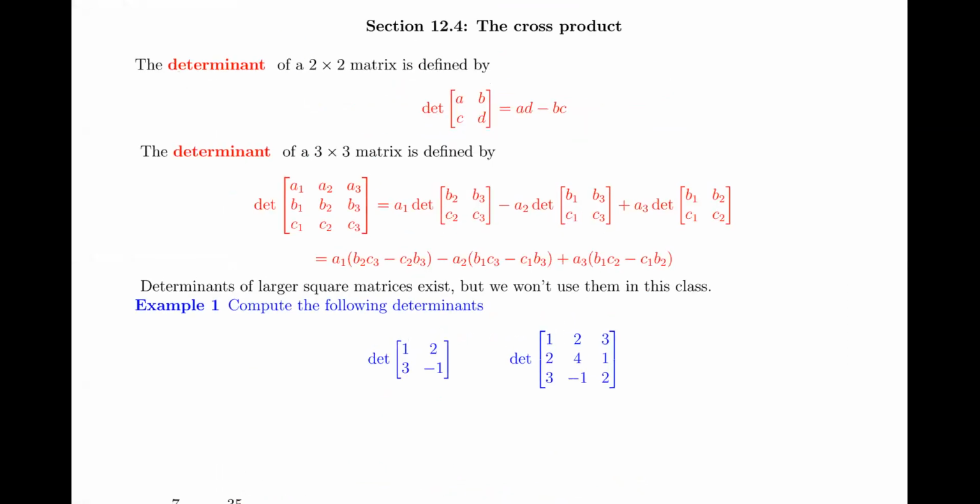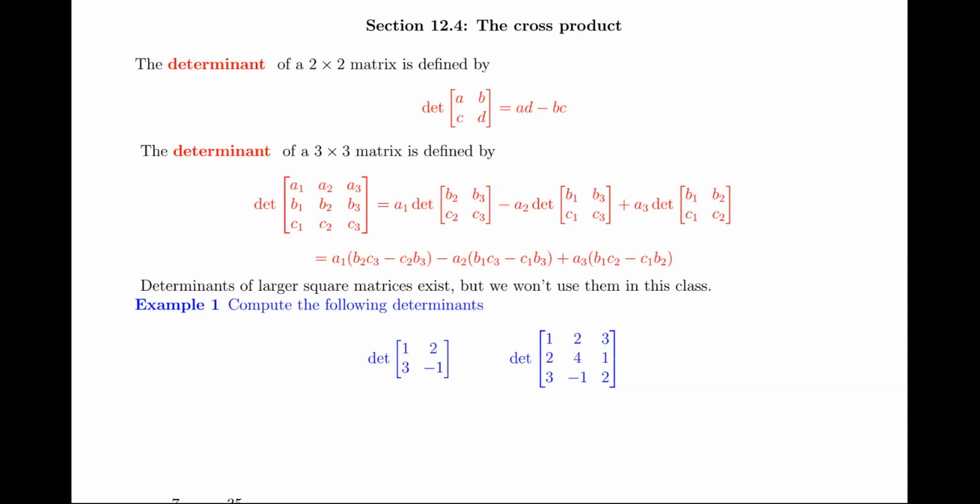3 matrix. The determinant of the 2 by 2 matrix ABCD is AD minus BC. So we take the top left and bottom right values, we multiply those, and then we subtract off the bottom left times the top right. And that's how you calculate the determinant of a 2 by 2 matrix.